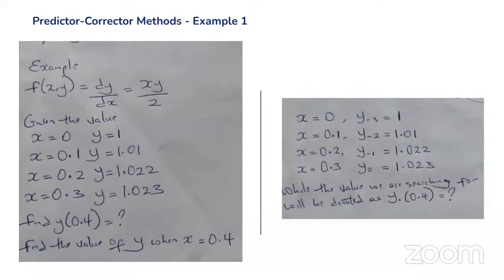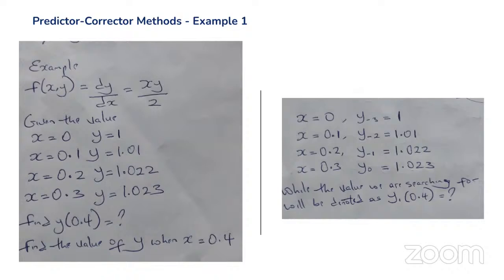Oh, sorry, I forgot to denote. I'll correct this after this presentation. The value of x at 0 is meant to be x subscript minus 3, while the value of x at 0.1 is meant to be x subscript minus 2. Please forgive me for this mistake. So the value at x equals 0 is x minus 3, which is a past value, the initial value, while the value at x equals 0.1 is x minus 2. Likewise, at 0.2 it is x minus 1, and at 0.3 it is x naught.